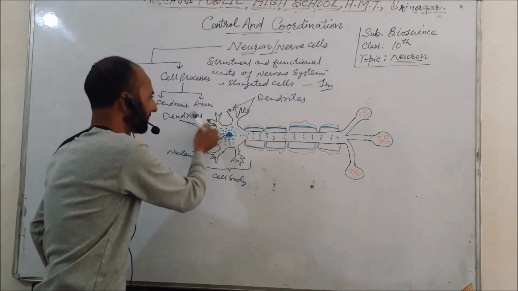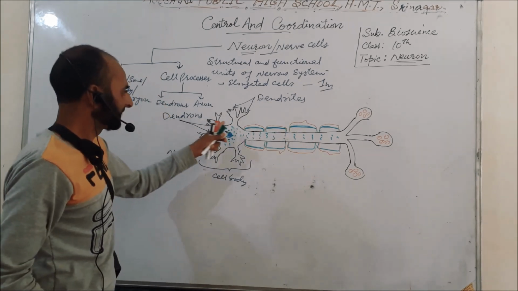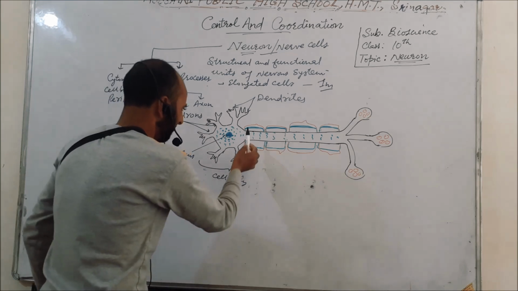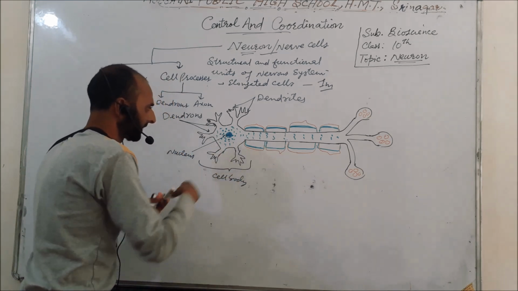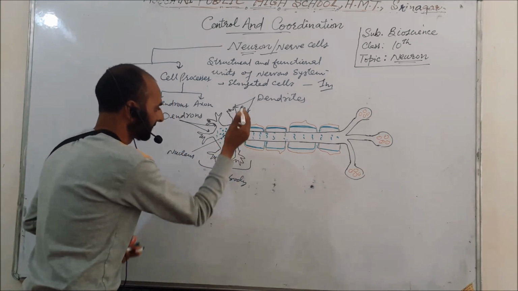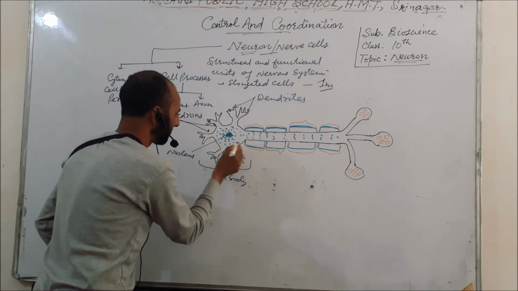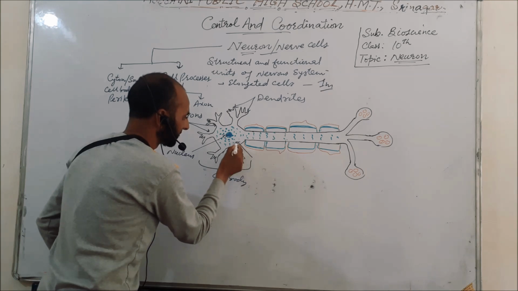Don't get confused with dendrons and dendrites. The dendrons are the primary branches, and the secondary branches are called dendrites. Now, this cell body contains the nucleus, and outside there is cytoplasm. This is the cytoplasm.